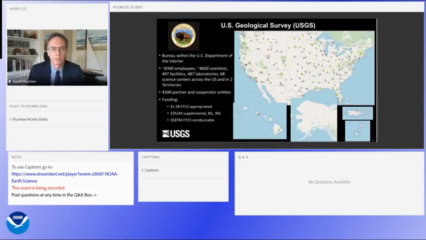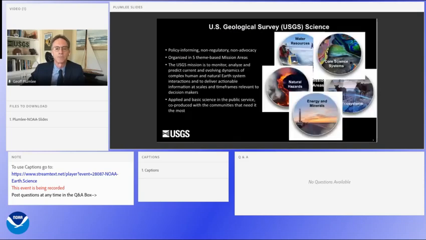So give you a little bit of background about the USGS. It's a bureau within the US Department of Interior. We are around 8,300 to 8,400 employees strong, around 4,600 or maybe more are scientists. We have a number of different facilities, laboratories across the US. You can see all the dots on the map and in two territories. And we have over 4,300 partner and cooperator entities. In fiscal year 23, our funding was around $1.5 billion appropriated. We also had a lot of funding from disaster supplemental, bipartisan infrastructure law, and Inflation Reduction Act. And we also have a large component reimbursable, around $587 million in fiscal year 23.